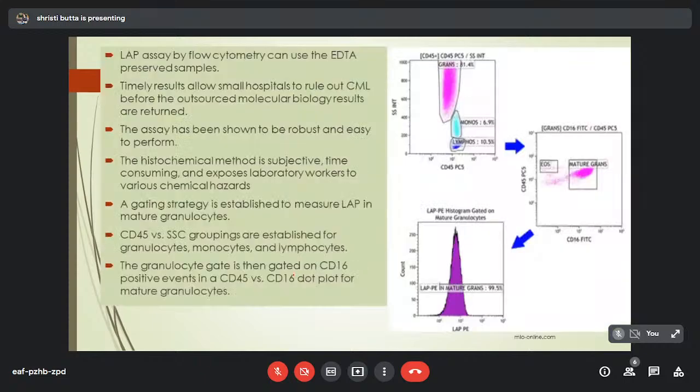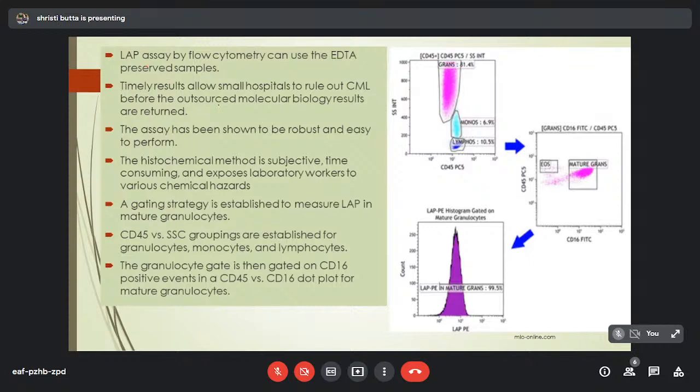But however, this technique is comparatively very subjective. It's time consuming as well. So for that, we now use LAP assay by flow cytometry. Okay, we can do it on the EDTA samples, and that is very important. The LAP has not lost its significance, let me tell you that.